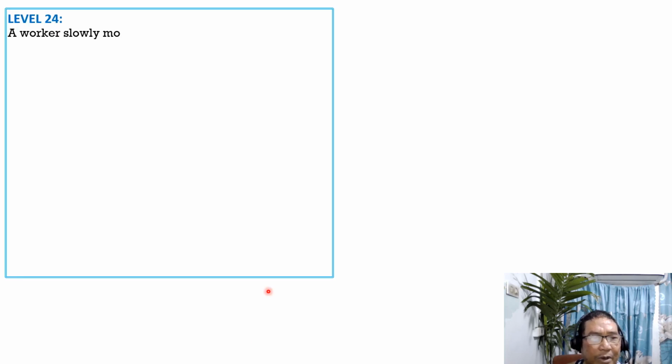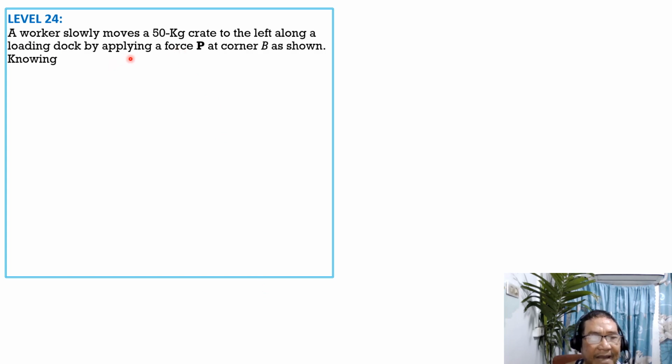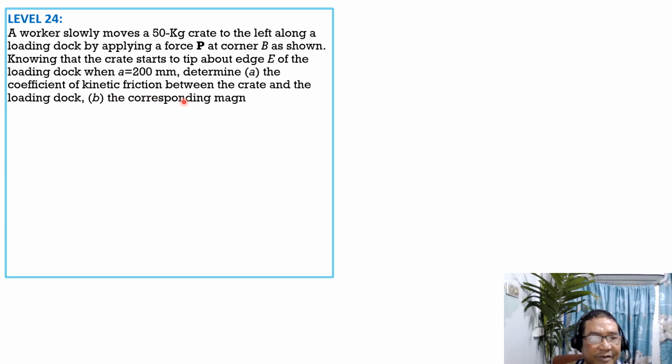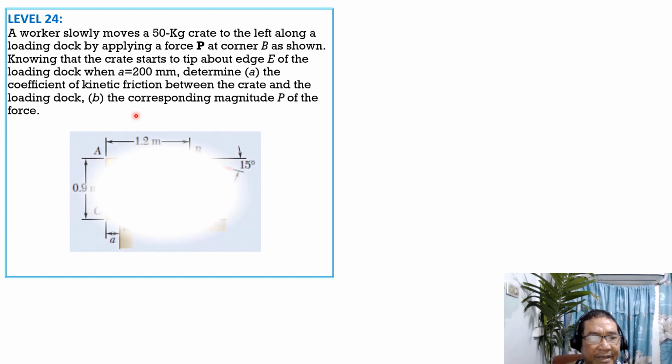Level 24, a worker slowly moves a 50-kilogram crate to the left along a loading dock by applying a force P at corner B as shown. Knowing that the crate starts to tip about edge E of the loading dock when A is 200 mm or 0.2 meter, determine letter A the coefficient of kinetic friction between the crate and the loading dock, and letter B the corresponding magnitude of the force P.